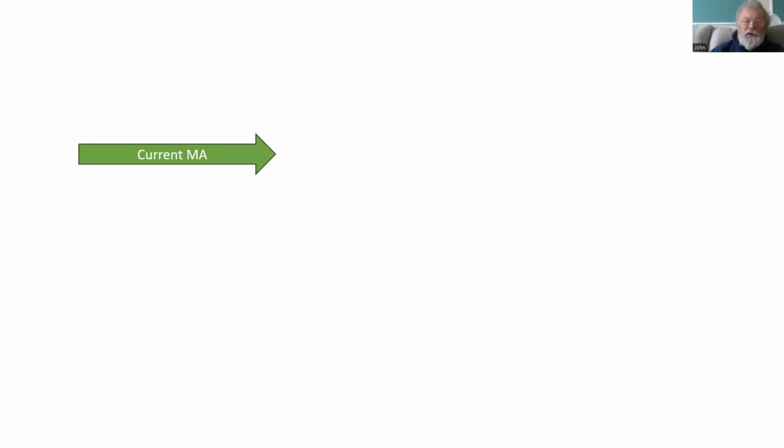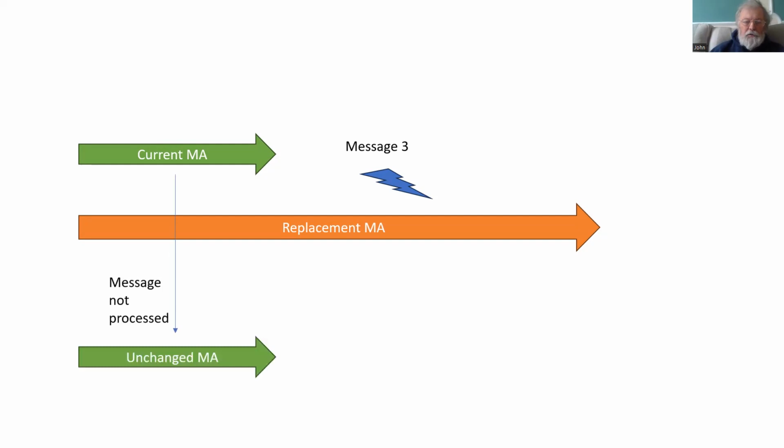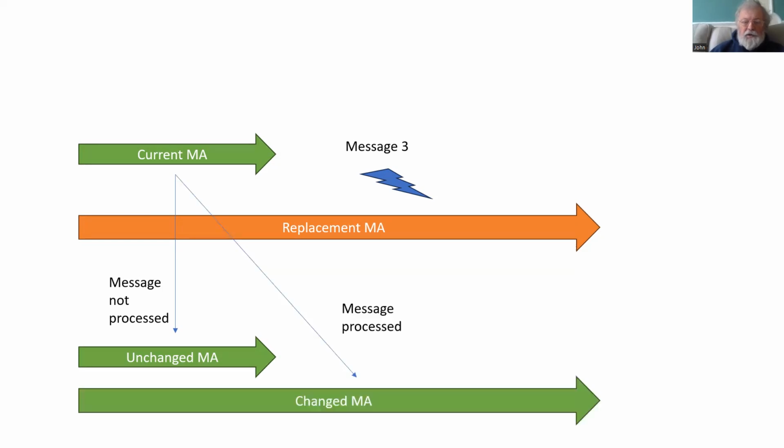So let's start with the current MA stored on the train, and we send a message 3, the standard movement authority message, containing a replacement MA which is longer. What might happen? Well, the message may not be processed, in which case the MA will be unchanged. That's safe, just may not be what we actually want. However, if the message is processed, the MA will be changed to the new, longer MA, and that will be a success.